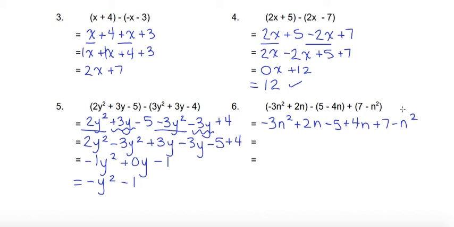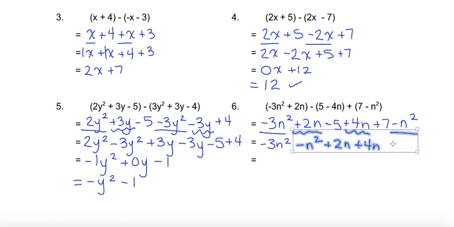So we're going to start with our largest exponent. So we're starting with our n squared. So I have a negative 3n squared. And going along, I have one more right there. So I have a negative n squared. Then I'm going to look at my n's. I have my plus 2n. And then I have a plus 4n. And lastly, my constant. So I have a negative 5 and a plus 7.